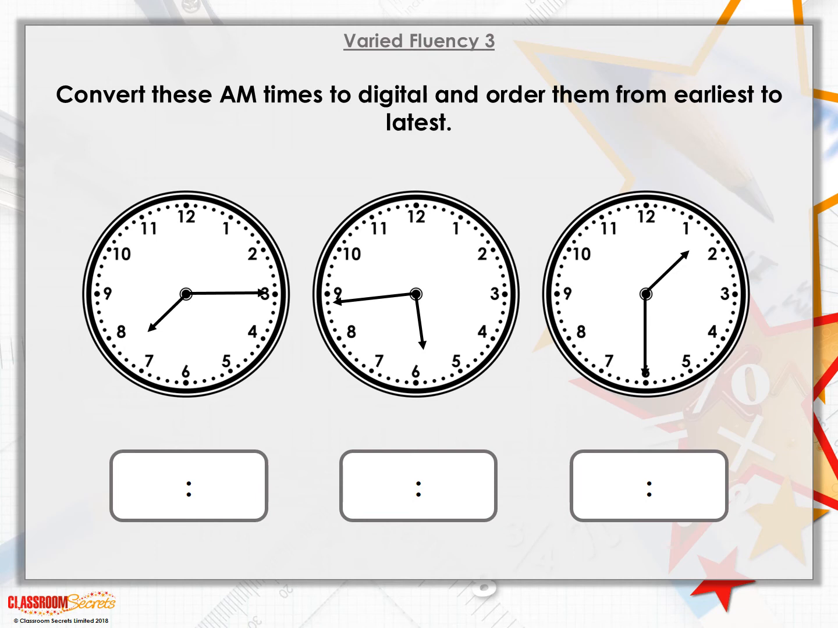So, as I said before, first part is to work out those times. You put AM after the number to tell us it's the morning. And your second job is to order them from the earliest time of the day to the latest time of the day. Pause the video here to work this out before moving on to the next slide and seeing the answers.